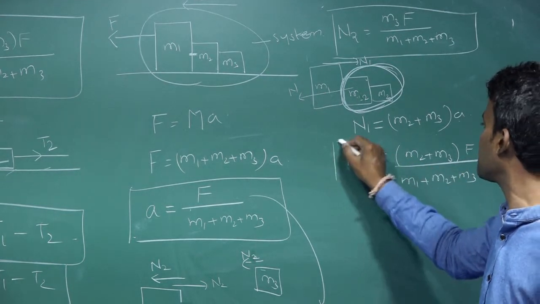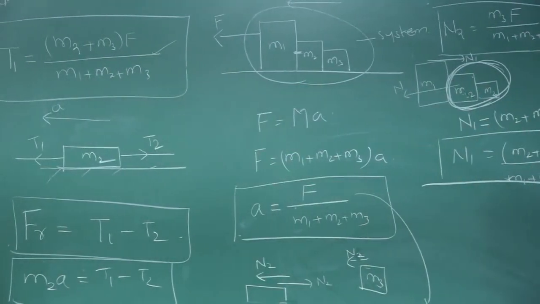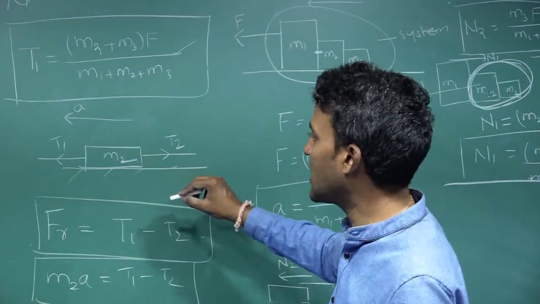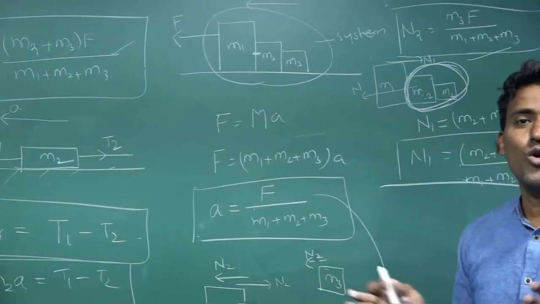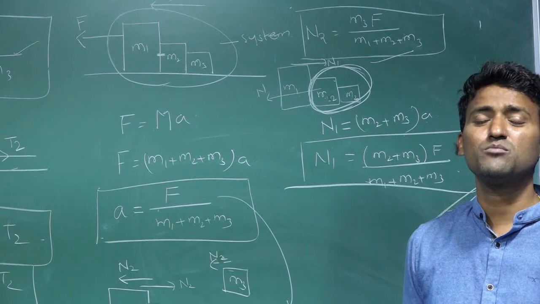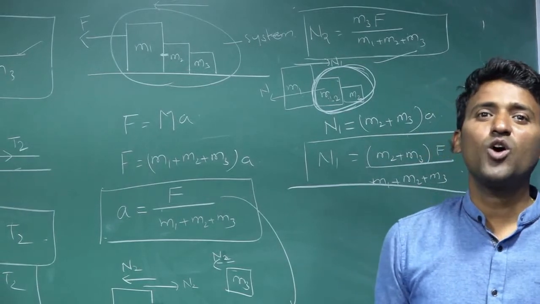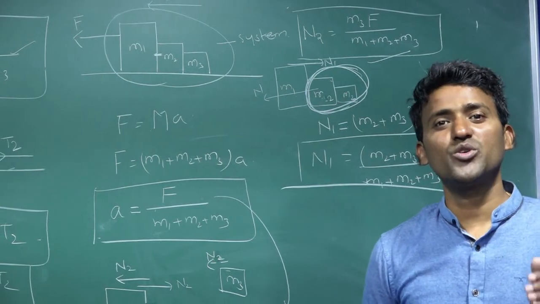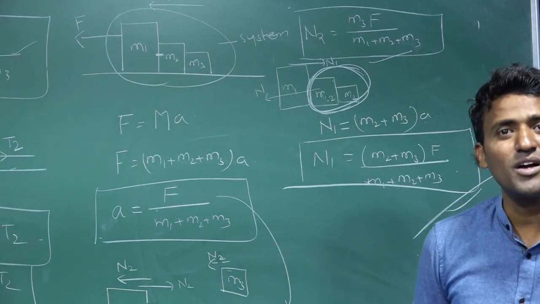This is the normal force, isn't it? So here N1 equals T1 by the same formula, and N2 equals T2, which we already calculated. These two are nothing but the same formulas. Whether the bodies are connected with a string or without a string, we get the same equation, but the quantity name changes. Connected by a string means we use tensional force. If the two bodies are in contact, we use normal force. The quantity name changes, but the formula and the answer are the same.